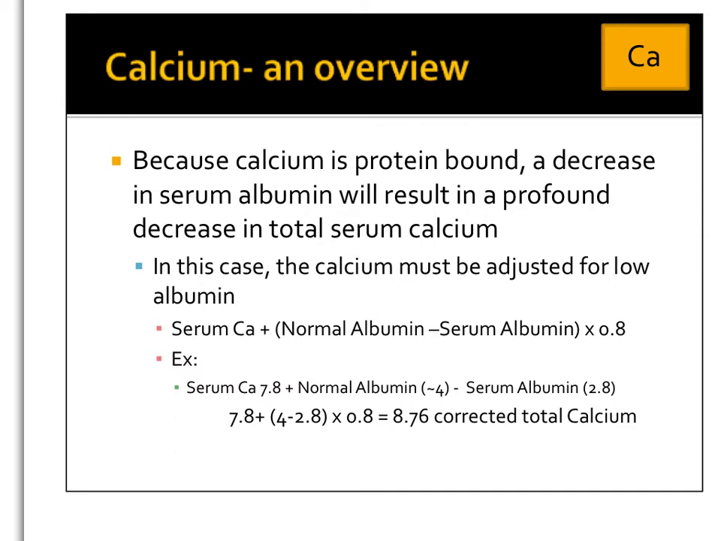So the example down here was a serum calcium of 7.8. The normal albumin should be around 4 minus the serum albumin of 2.8. If you plug those numbers in, this gives you what appears to be a serum calcium of 7.8, but the corrected one is actually 8.76. So once again, if you have low albumin, you have to correct for it to get a better picture of the actual calcium that's in the body.